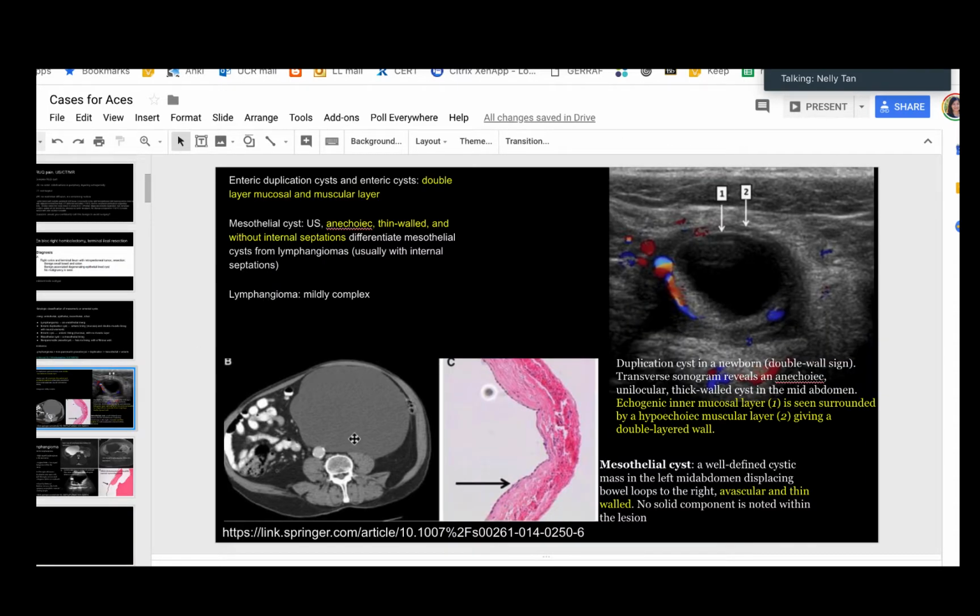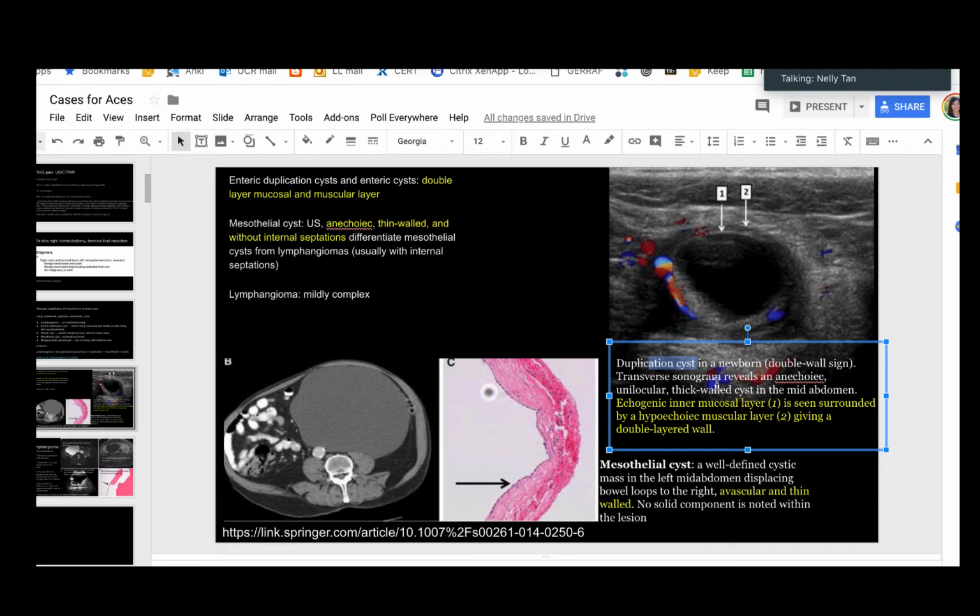So this other paper sort of classified it based on complexity. In this case, this is the double lining that they were talking about before that we see with duplication cysts. So you get this anechoic cyst, there's an echogenic inner mucosal layer and a hypoechoic muscular layer. So the inner layer is here, and then the muscular layer is that hypoechoic lining. So if you see that, then you can call it duplication cyst. I would be very impressed if people call that prospectively, but maybe that's what pediatric radiologists do well.